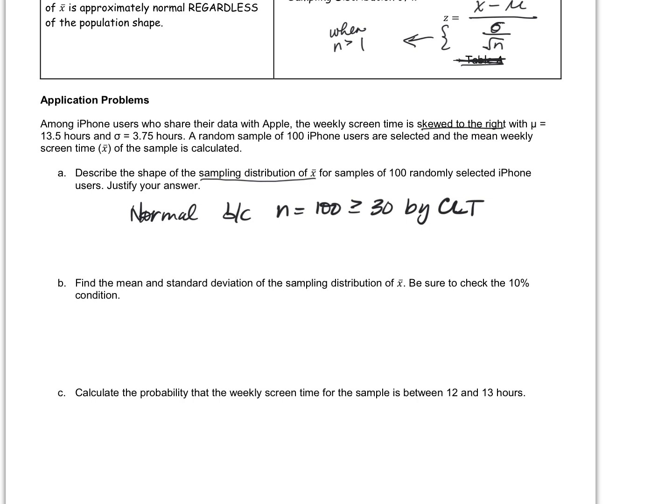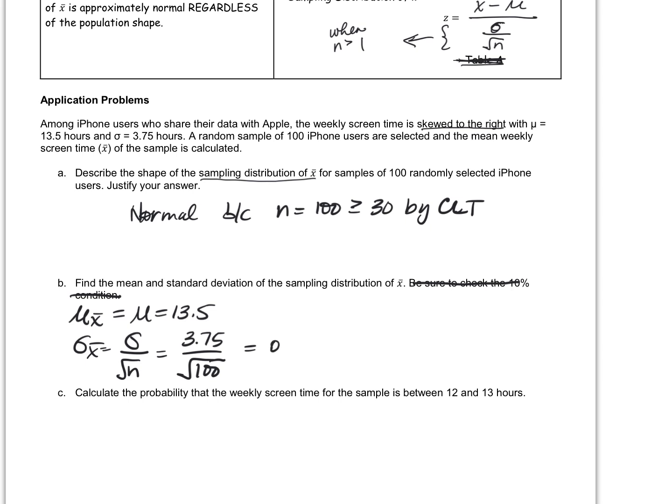Find the mean and the standard deviation of the sampling distribution. We don't have to do this last part, the 10%, we don't need to do that. But the mean, remember the mean of all your samples is equal to the population mean, which was what in this case? 13.5, yep. The standard deviation of the x bars is the population standard deviation divided by the square root of my sample size. So 3.75 divided by the square root of 100, which is 10, gives me 0.375.